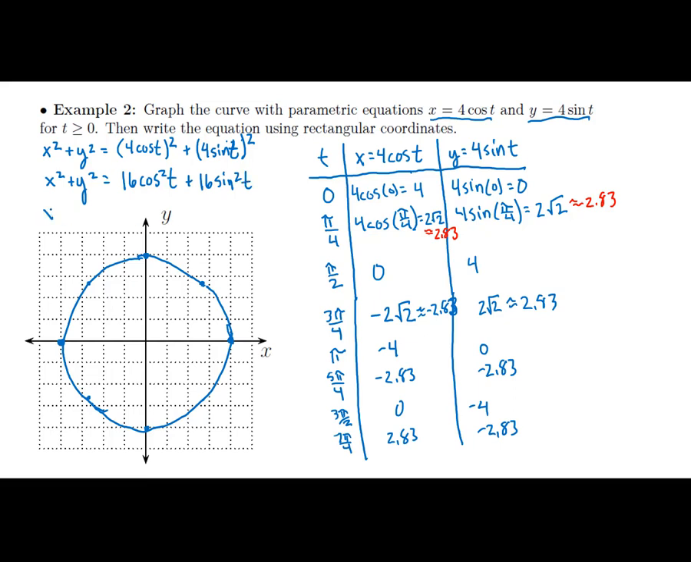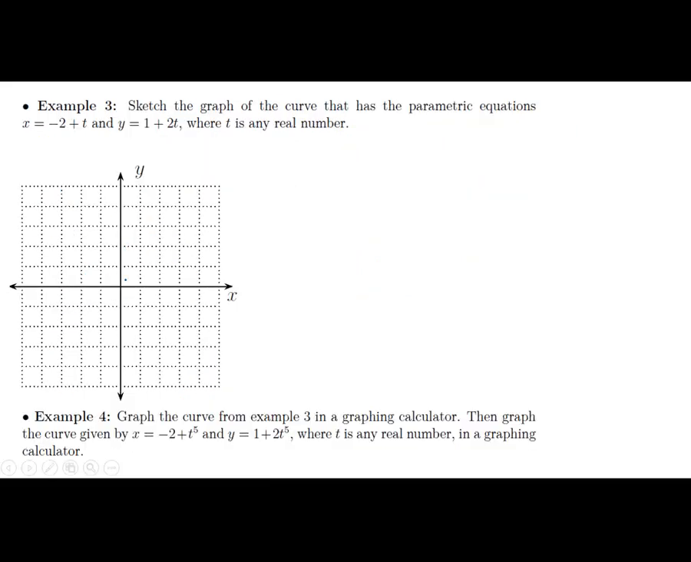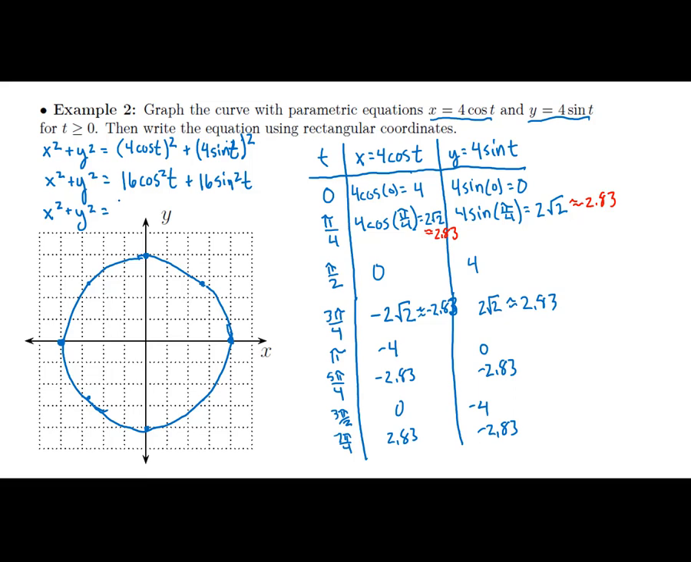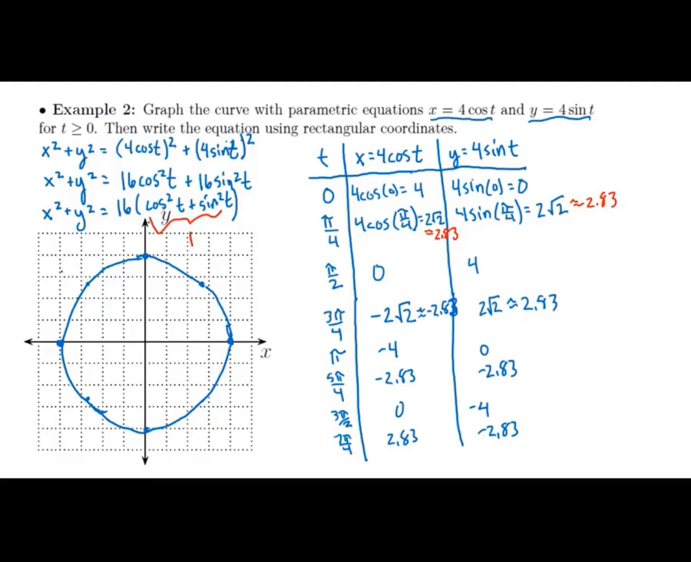But if I factor out a 16, I don't know what button I keep hitting, I apologize. We get 16 times cosine squared t plus sine squared t. And of course I know that when I do that, cosine squared plus sine squared is always going to equal 1. So that leaves me with the equation x squared plus y squared equals 16.